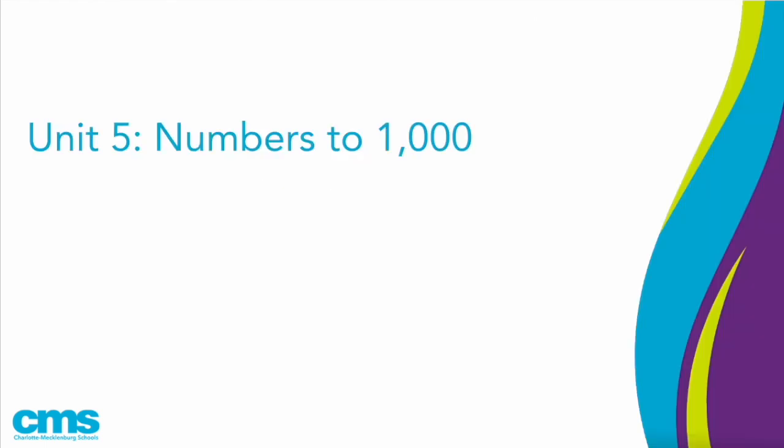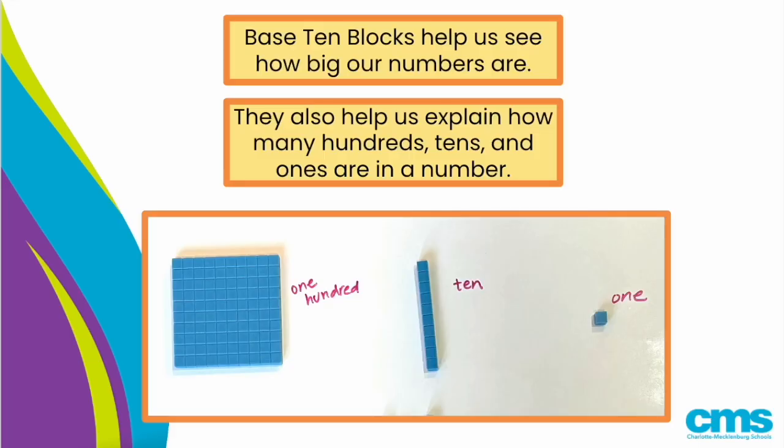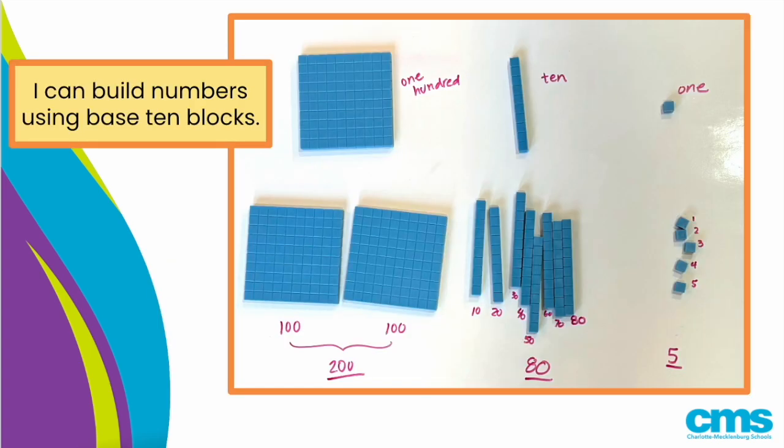So numbers to 1,000. We introduce students to a tool called Base 10 Blocks in this unit that really helps students understand how big numbers are. We can build numbers out of Base 10 Blocks by determining how many hundreds blocks, how many tens blocks, and how many ones blocks we need to represent a number. Maybe a visual of that would be helpful. So I could build a number using the base 10 blocks that we see above by making a couple of hundreds, a couple of tens, and a couple of ones.